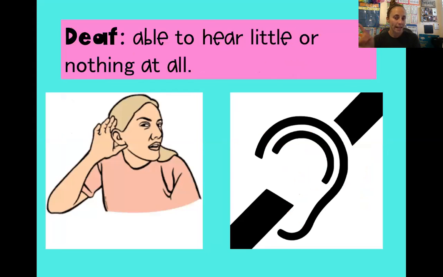Deaf. Say it. Deaf. Deaf means able to hear really little amounts or nothing at all. Some people are half deaf. They might be deaf in one ear, or they might be deaf in both ears. They could have hearing loss in one ear, and so they might have to hear you better with the other ear, okay? So that means that they're not able to hear, or they hear very little. Deaf.